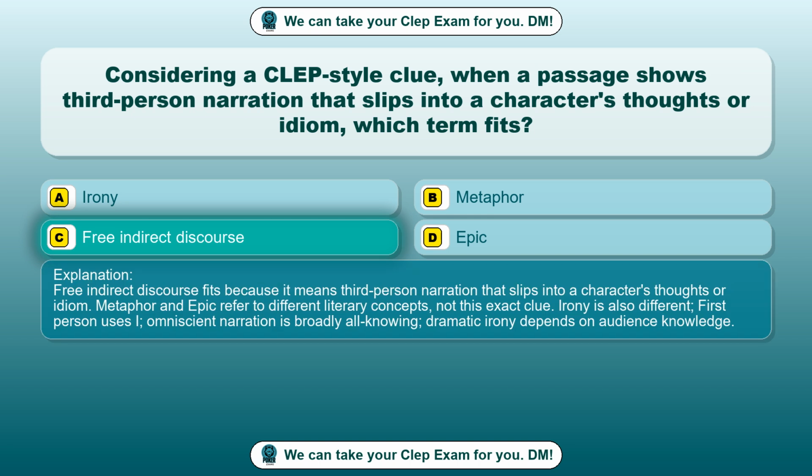Free indirect discourse fits because it means third-person narration that slips into a character's thoughts or idiom. Metaphor and epic refer to different literary concepts, not this exact clue. Irony is also different, first person uses I. Omniscient narration is broadly all-knowing, dramatic irony depends on audience knowledge.